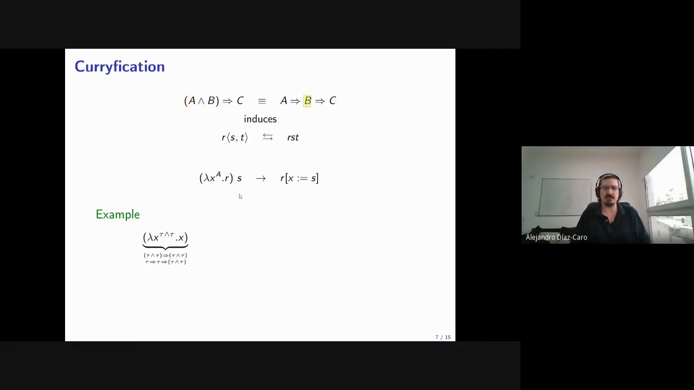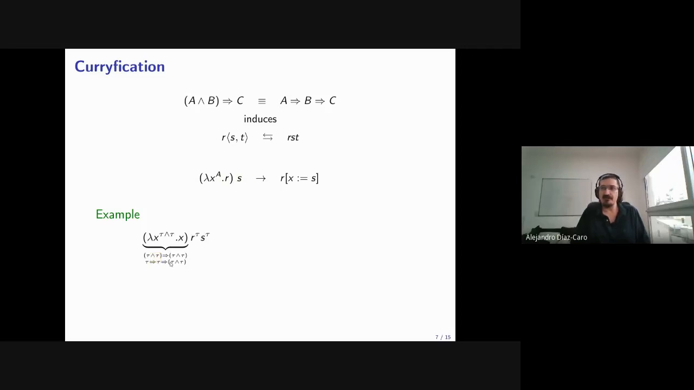So let's see an example. Suppose we have this easy proof of tau and tau implies tau and tau. What is the proof? You assume tau and tau, and then the witness is exactly your assumption. It's the X that you are assuming. This is an implication of the identity. But this, with this rule, is isomorphic to tau implies tau and tau.